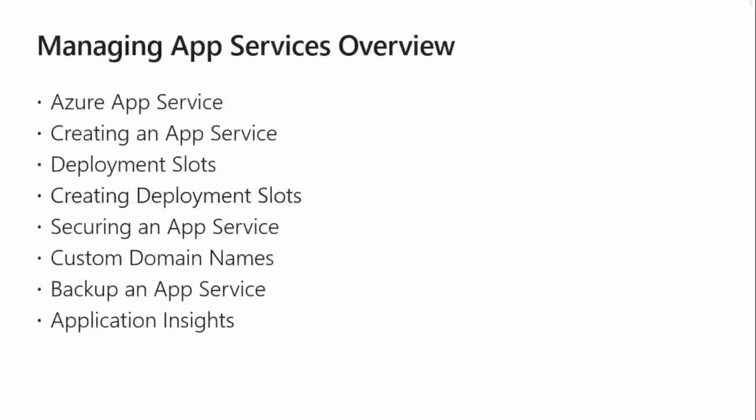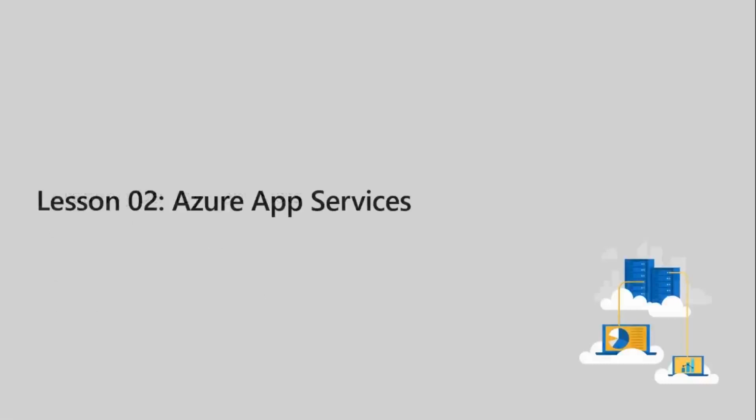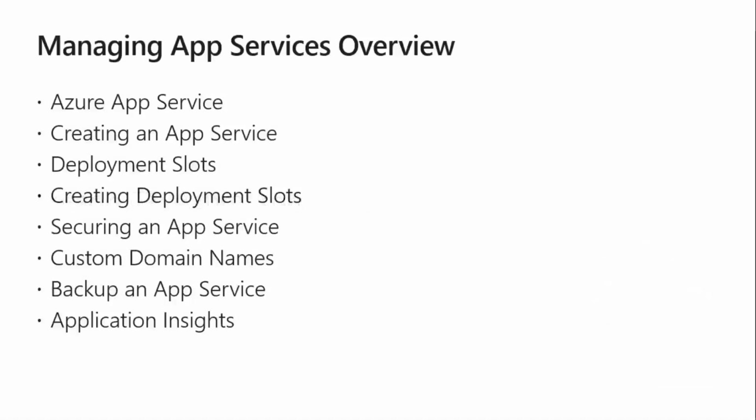let me go to lesson 2, Azure App Services. In Azure App Services, we have to discuss what is Azure App Service, creating app service, deployment slots, deployments, creating the deployment slot if it is required, securing app service, custom domain name, backup, and application insights. So these are the things we can do here, right?